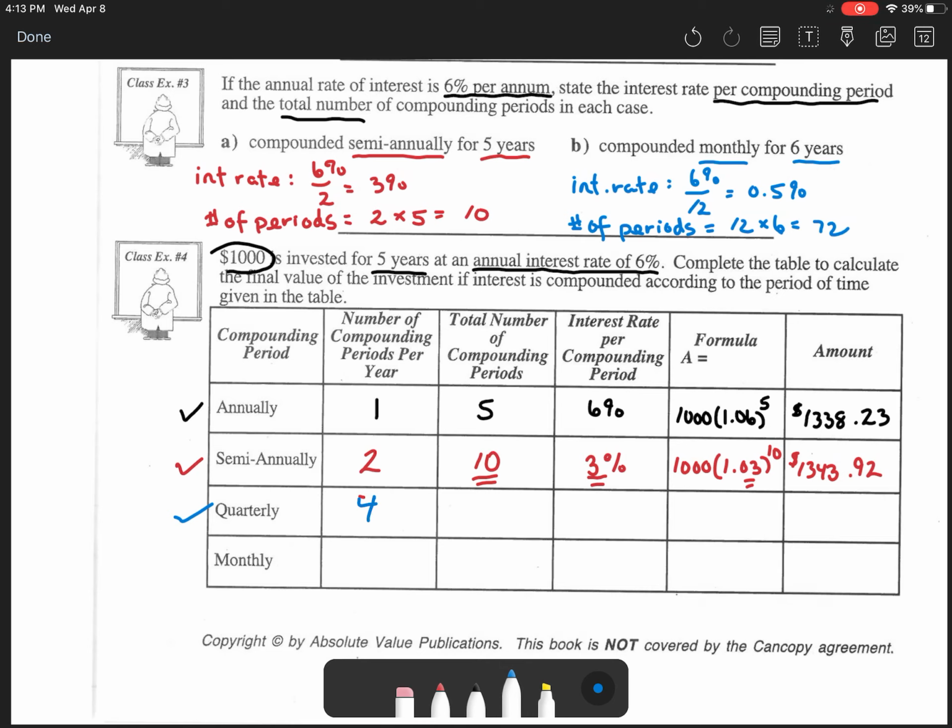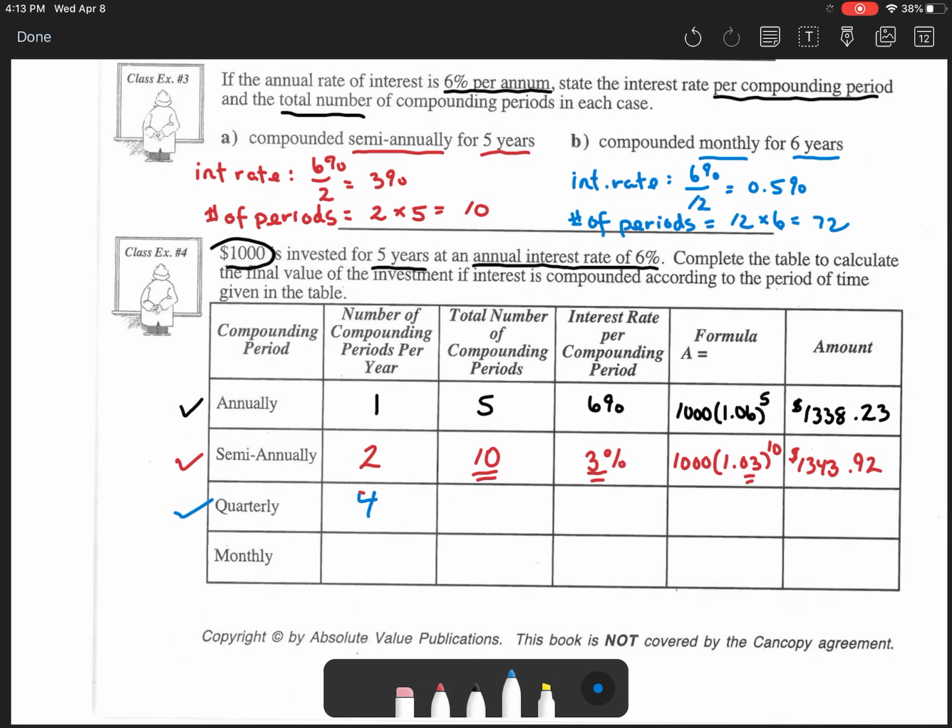Okay, quarterly means 4 times a year, every 3 months. So if I'm collecting interest 4 times in 1 year and I'm investing for 5 years, that means I'm going to have 20 times that I'm collecting interest. Now, the interest every time I collect it is going to be 6% divided by 4. So 6 divided by 4 is 1.5. So I'm getting 1.5% every time I collect interest.